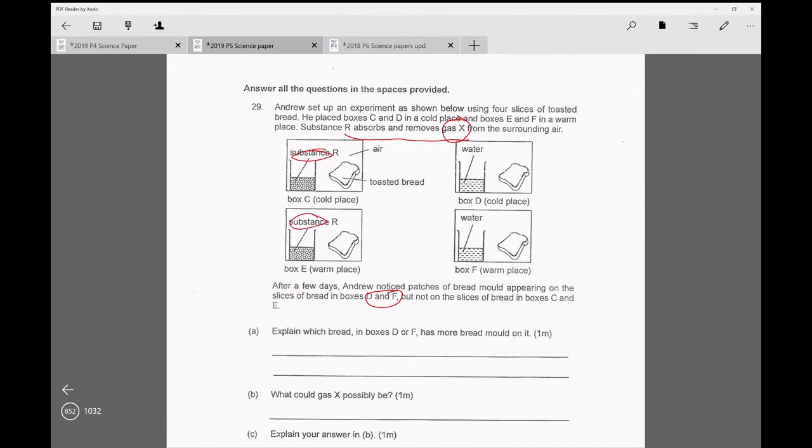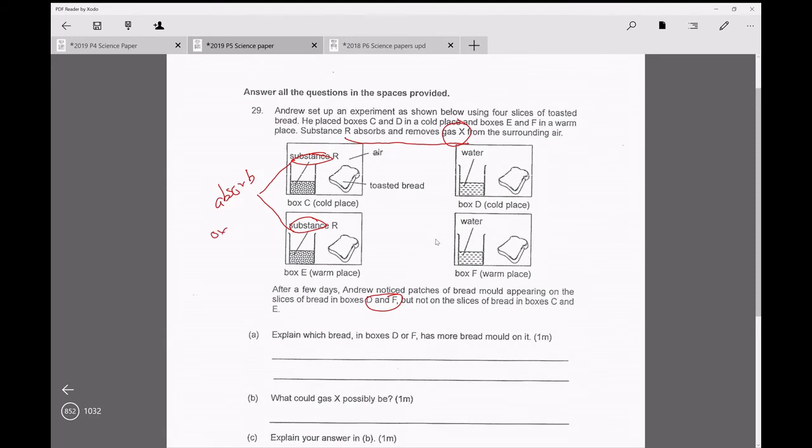So what does substance R do? It absorbs away a certain gas. So what does it absorb away? It absorbs away oxygen, because in order for the spores of mould to grow, you must have oxygen. So they ask you, in D and F, among D and F, they both have mould, and which one has more?